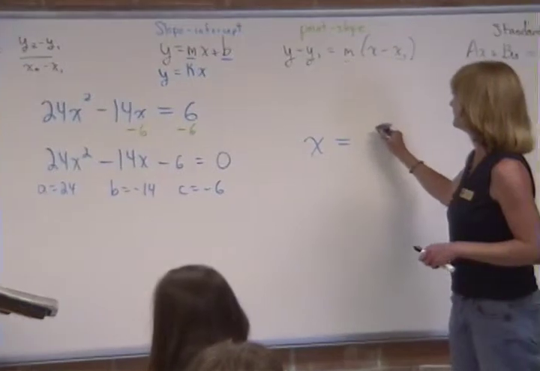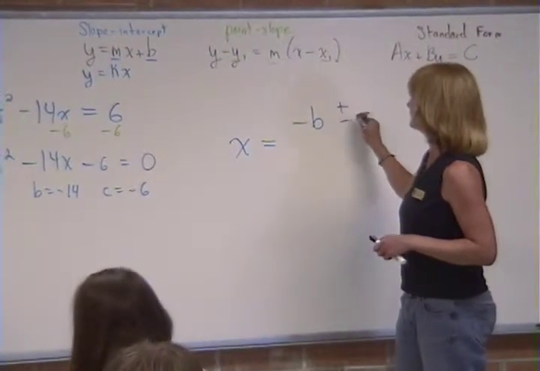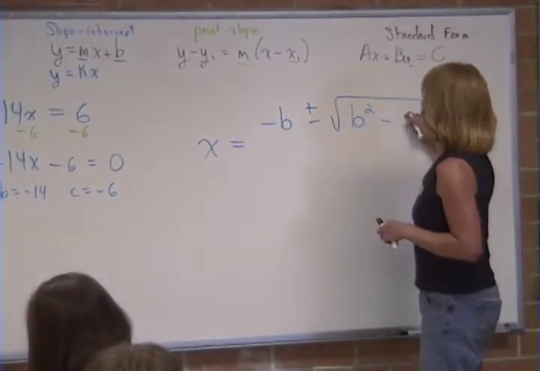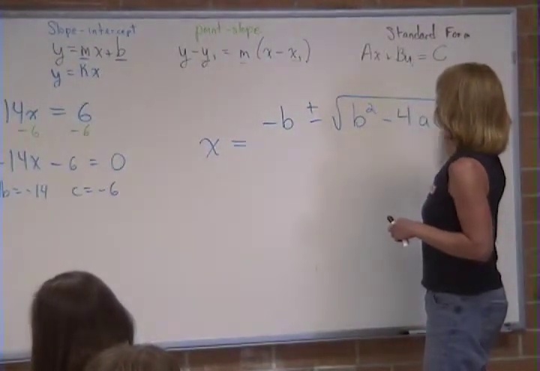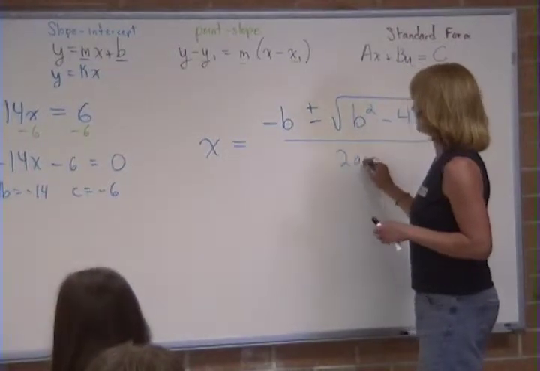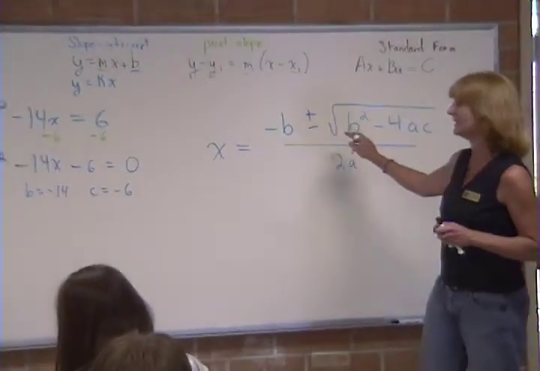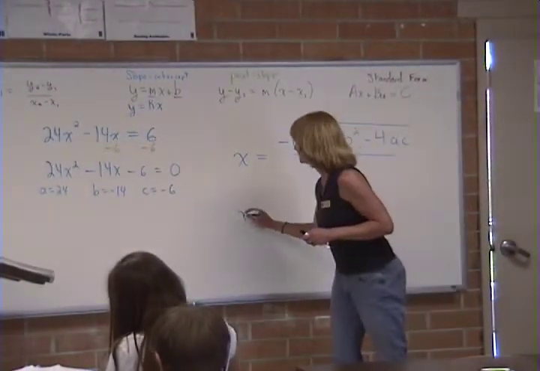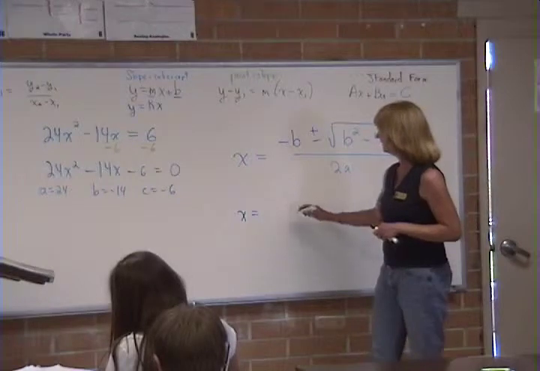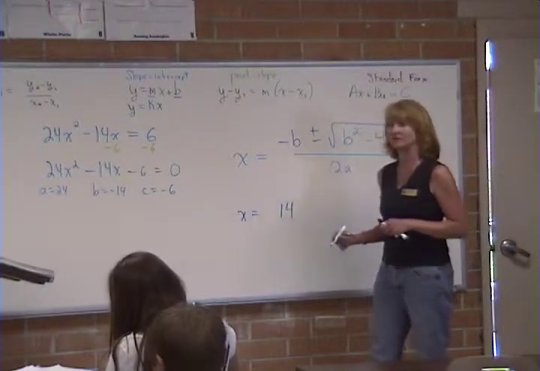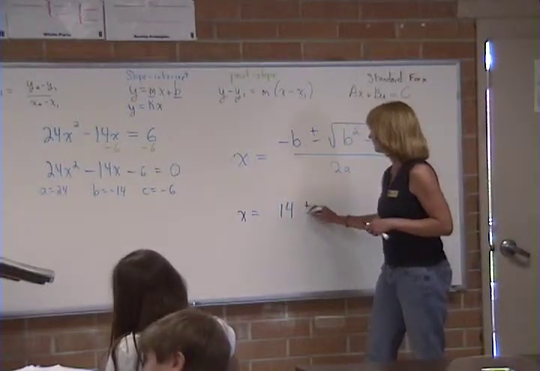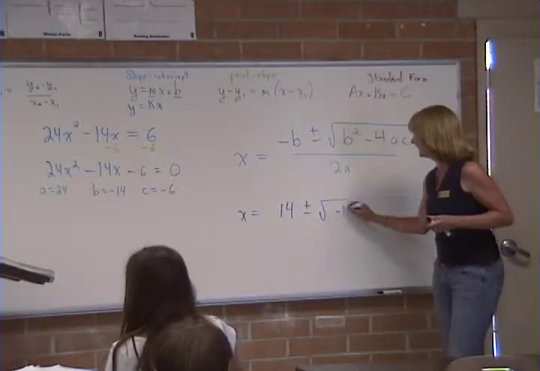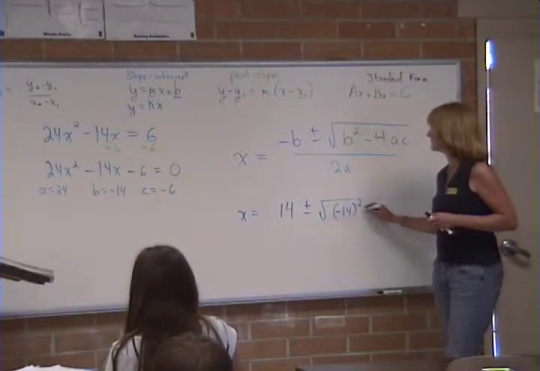Here's your formula. It's given to you. The opposite of b, plus or minus the square root of b squared minus 4ac, all over 2a. A couple things in putting this in: don't use your calculator right away, except to do the little things. So x equals, what's the opposite of b? Positive 14, plus or minus the square root of. I wouldn't evaluate anything, except just plugging in the numbers.